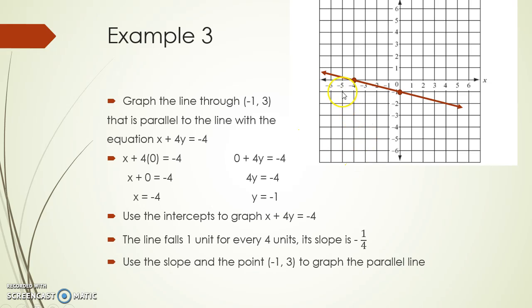We know our parallel line has the same slope, so we're going to have a line with a slope of -1/4, and our graph is going to start at the point -1, 3. So we're going to graph a point at -1, 3, use our slope to go down 1 and to the right 4 places to get our new point. And we draw a line to connect those two.